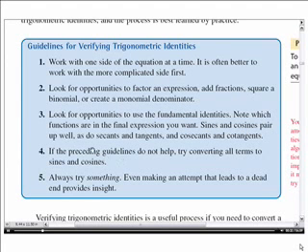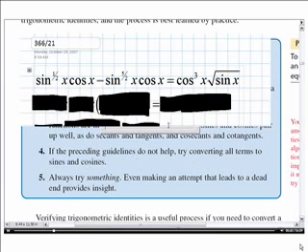If none of that works, convert things to sines and cosines. And the main thing is always try something. You have to keep at it, and eventually you'll get something. A lot of times when I go into these problems, I don't know what I'm going to do first. I just try something and hope it works, and if it doesn't, I try something else.